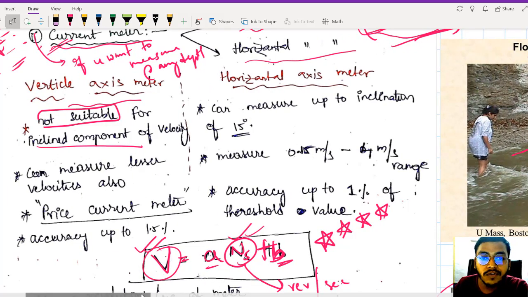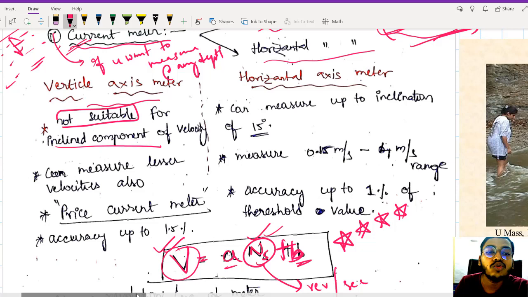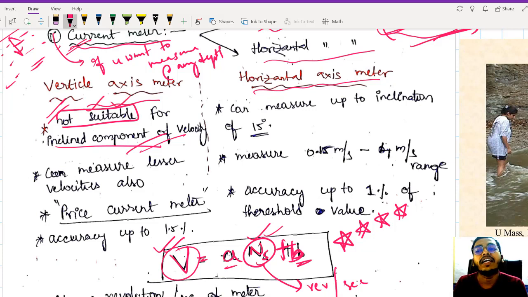Now what is happening in this vertical axis current meter? It is not suitable for an inclined component of velocity, whereas the horizontal axis is the opposite. If it is not suitable, it can measure, but it has a limit. It can measure up to 15 degrees.